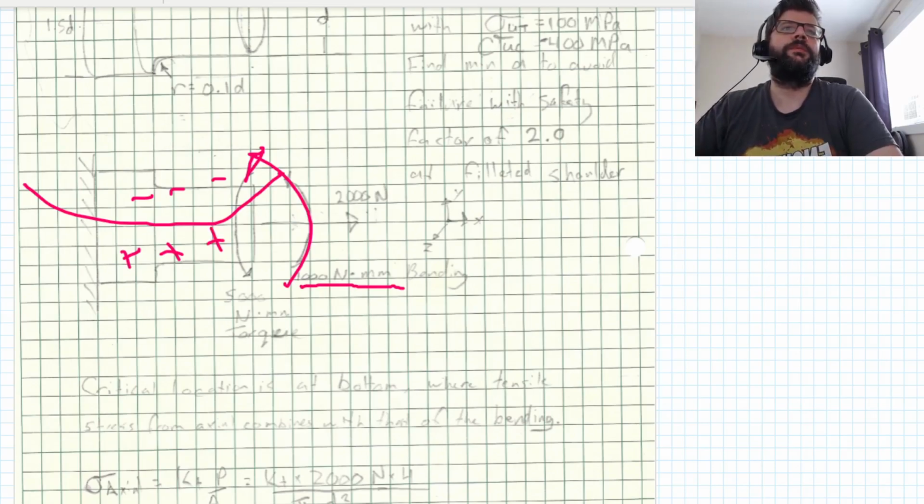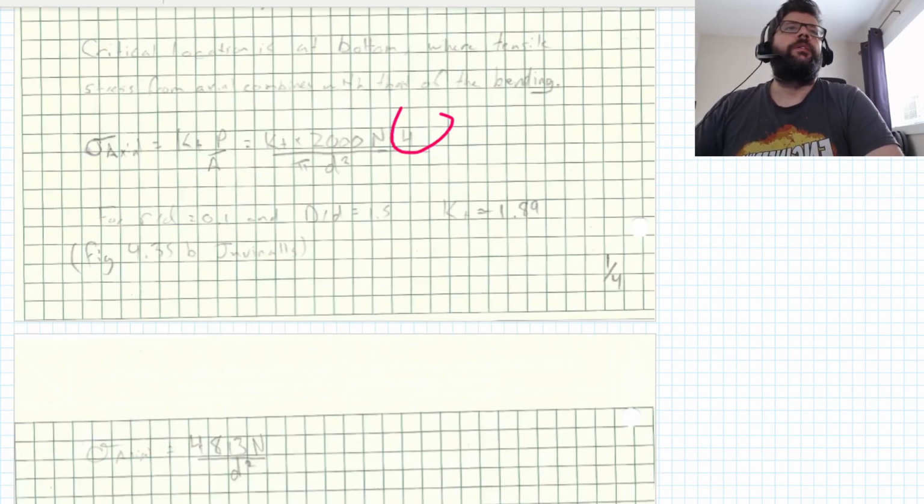So the actual stress for the axial is going to be KT times P over A. Again, it's a brittle material, so we definitely need to know what our KT is and take our stress concentration into account. The P is 200 newtons, and the A is pi over 4 d squared. Obviously, I moved the 4 up here. Oh, I need to scroll down a bit, don't I? So 200 newtons divided by pi d squared over 4.